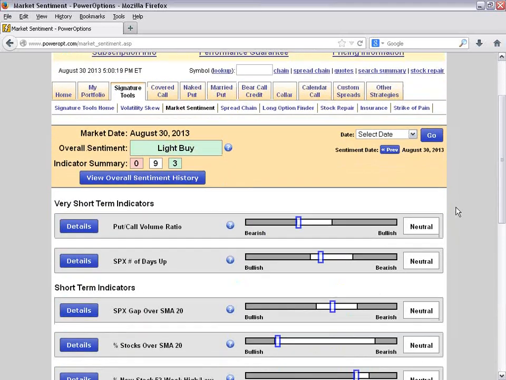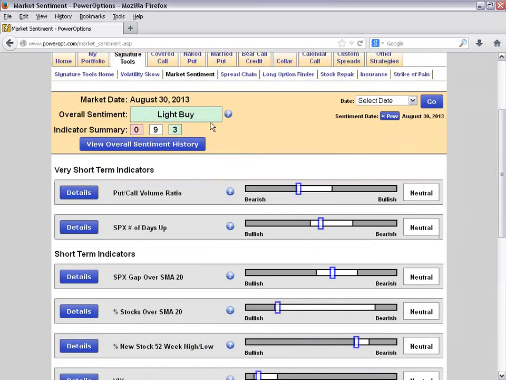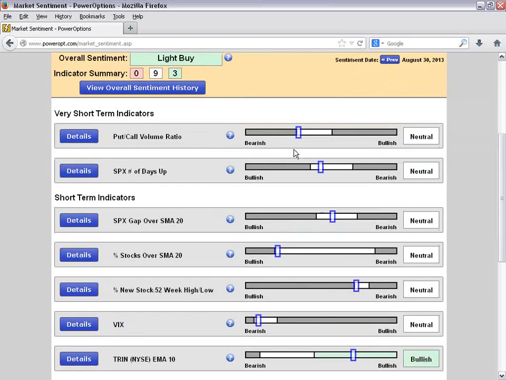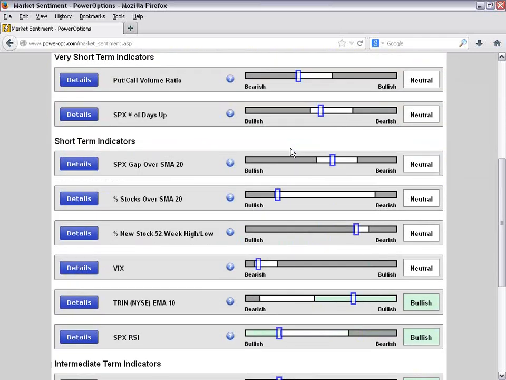Okay, and let's take a look. So here we are again. We're seeing that light buy indicator: 0 bearish indicators right now, 9 neutral, and 3 bullish. All right, so down below we see what the different indicators are.